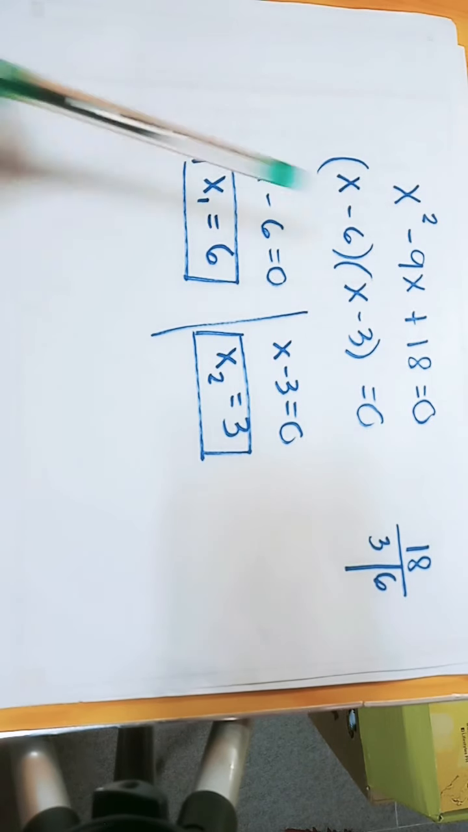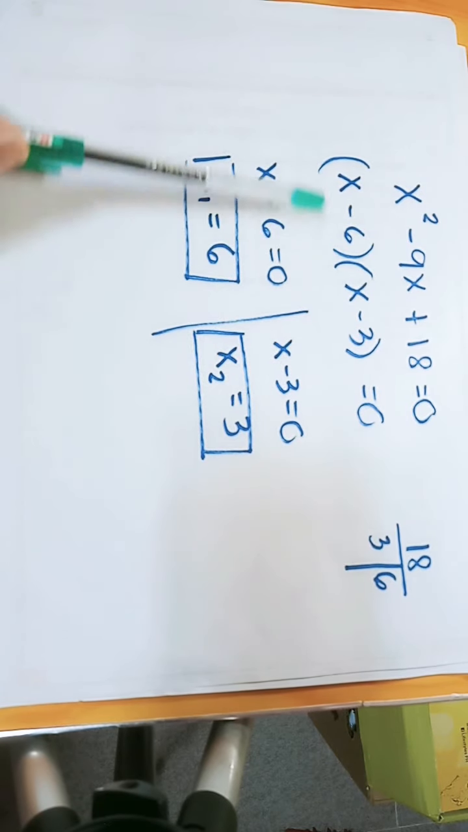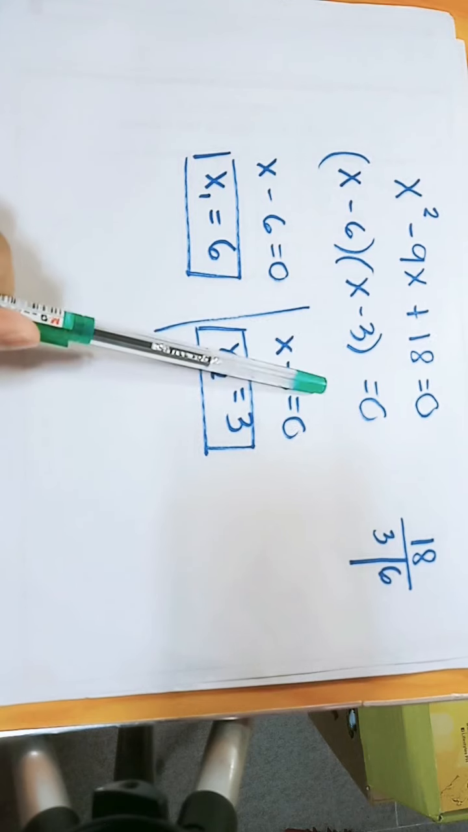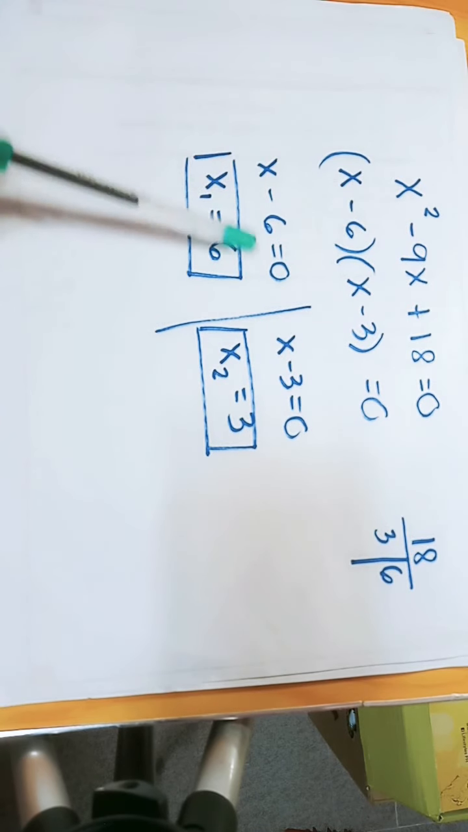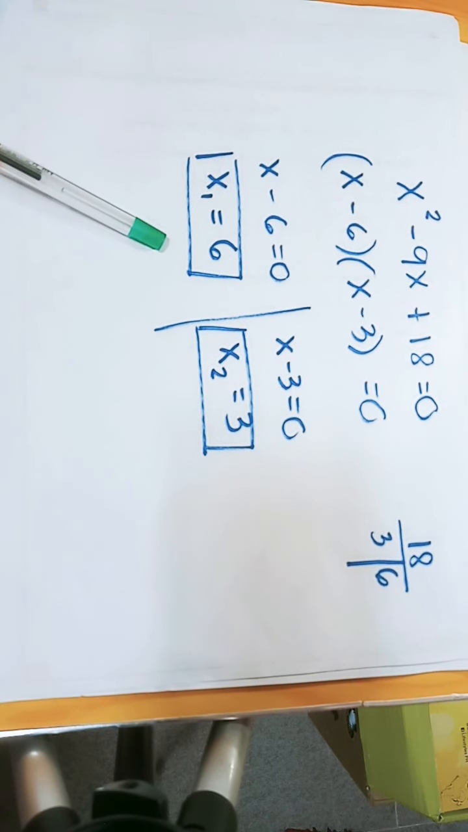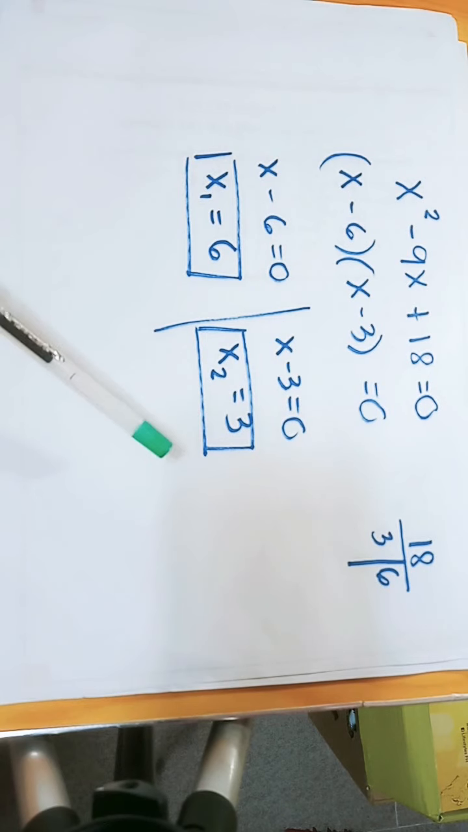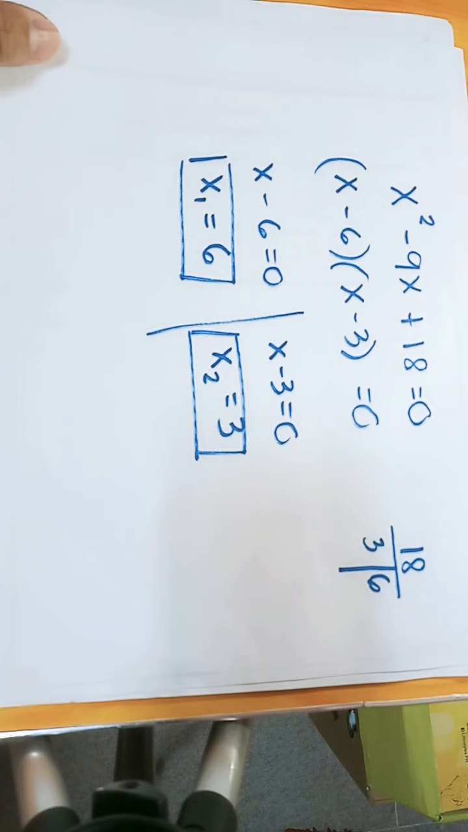Okay? So, ang factor ng x squared minus 9x plus 18 ay x minus 6 and x minus 3. So, to continue, x minus 6 equals 0. X minus 3 is equal to 0. So, we have our first number is 6 and we have here our second solution is 3. Okay? So, pwede pa rin tayong gumamit ng quadratic formula and completing the square.